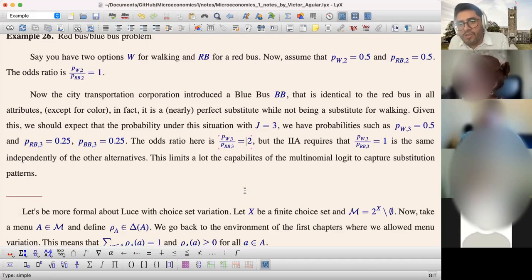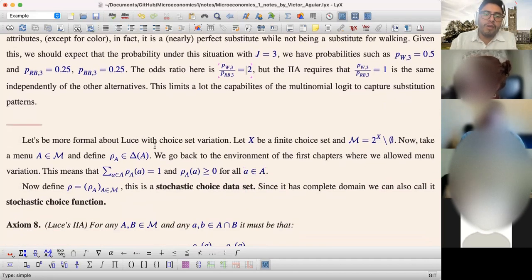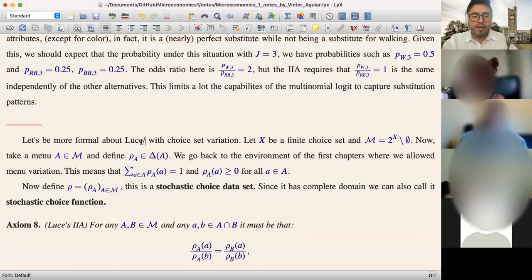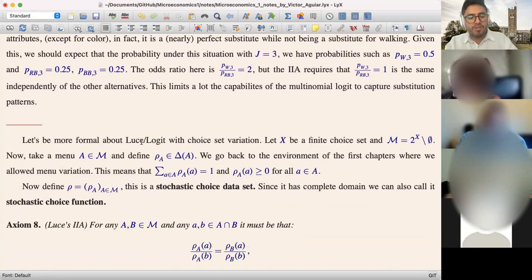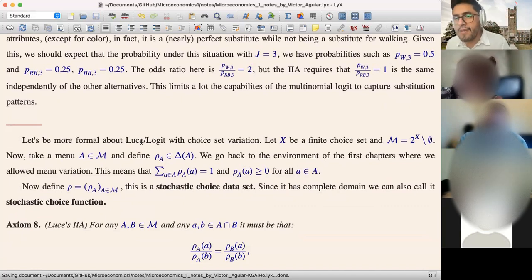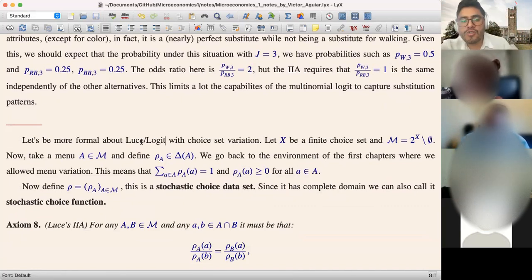So using IIA here, we understand that logit is not that great, right? So it's problematic. Now, let's be a little bit more formal about logit, right? And here, you're going to see from my notes that I switched to this Luce model. The reason I did it is because historically, logit is the name people use in economics, but the model was originally created by a psychologist, and the last name of this psychologist was Luce, L-U-C-E.